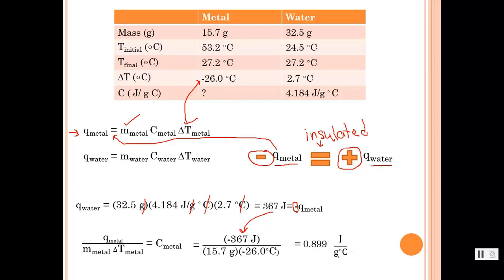And if you go back to the table in your chapter 3 notes or in your textbook, you will see that this specific heat is closest to aluminum. So the probable identity of this unknown metal in this experiment is aluminum.